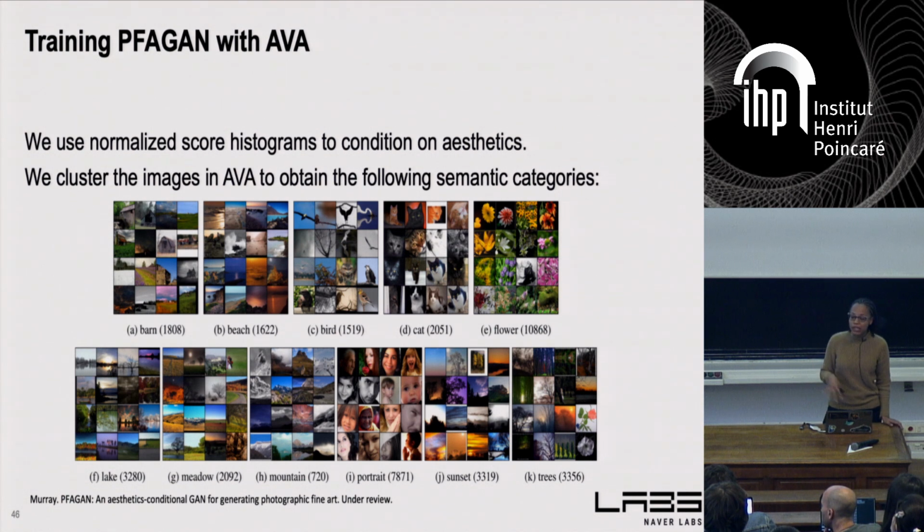I won't go into the details of the clustering, but you can see that with a specific clustering technique we were able to get about 11 categories that are fairly semantically coherent. Unfortunately, it's not very large scale, so we had to discard a lot of images which didn't really fit into these categories. But you can see that they're fairly semantically coherent, although not entirely. There are still false positives there.